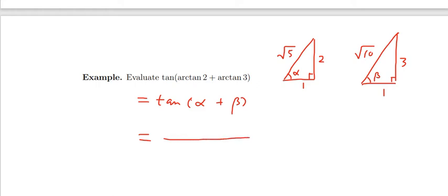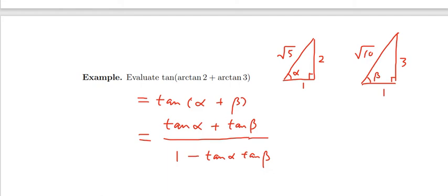Okay, so at first we just apply the formula for tangent of alpha plus beta. So the formula is tangent alpha plus tangent beta over 1 minus tangent alpha tangent beta. Okay, so this is the formula.